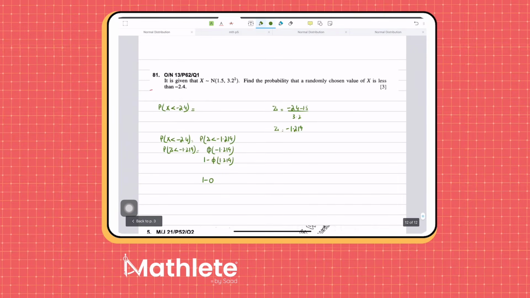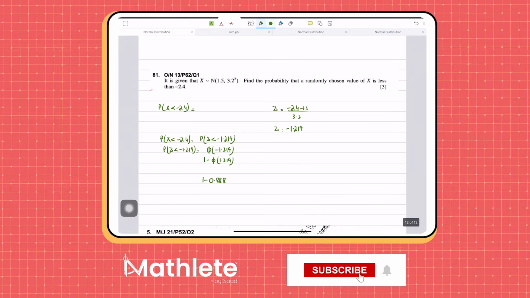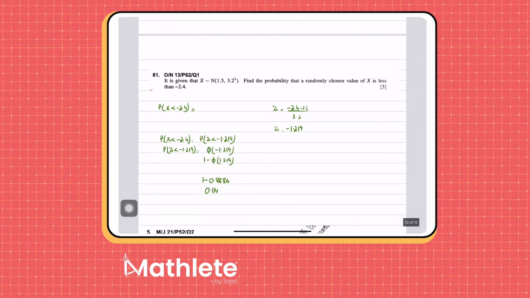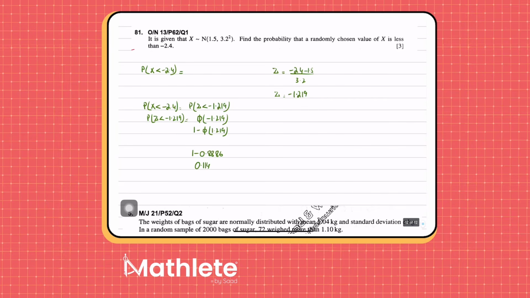So 1 minus 0.886 gives us, let's see, 0.1114. 0.1114 is the correct answer. Fairly easy question, but still a lot can go wrong, especially when it comes to reading the table.